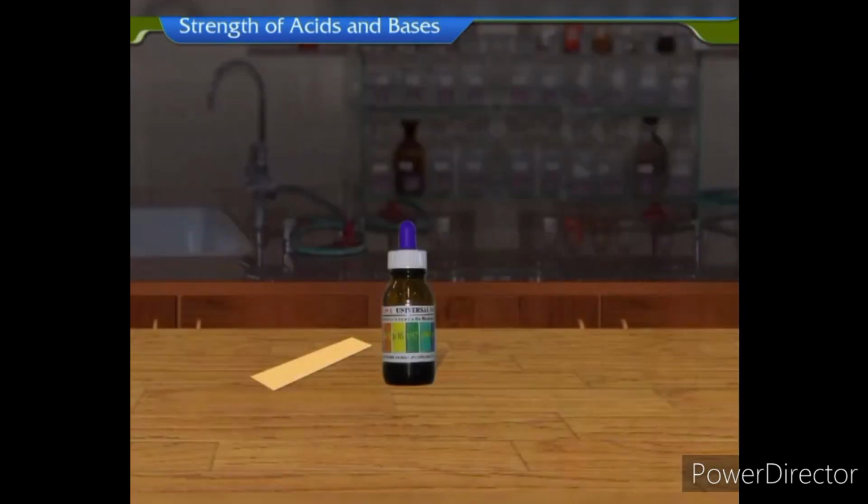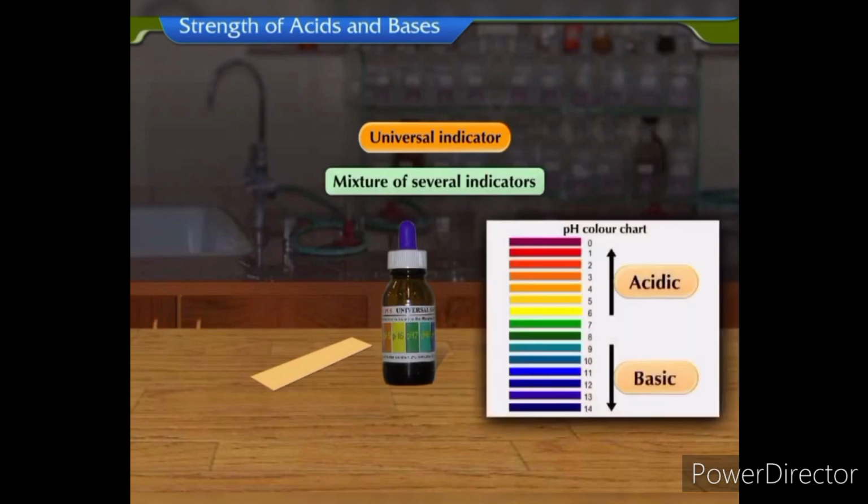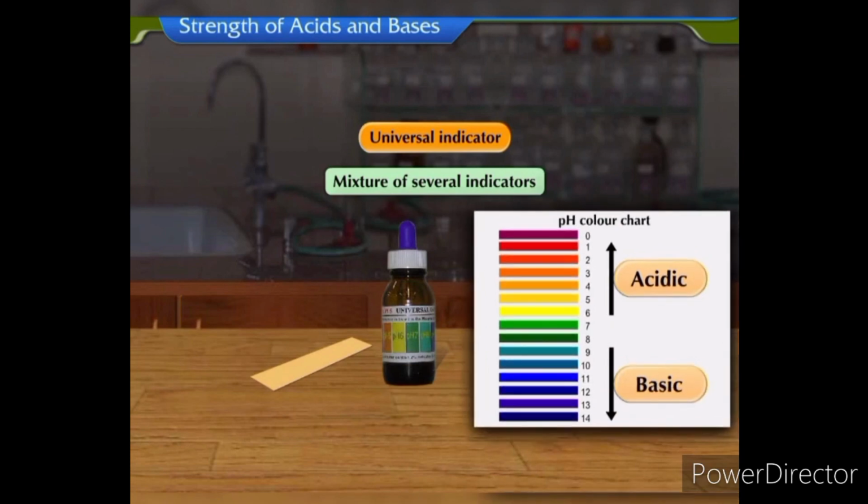The pH of a solution is measured using a universal indicator. A universal indicator is a mixture of several indicators. It shows a different color for a different pH. The pH of the solution can be determined by matching the color change obtained with the pH color chart.